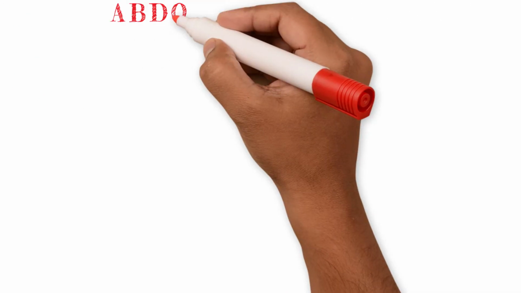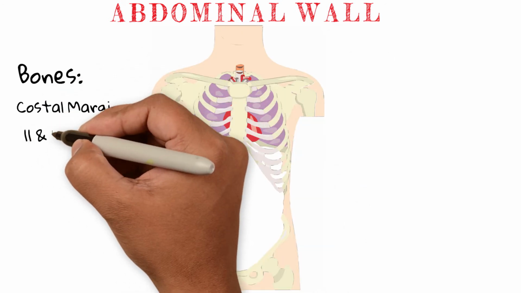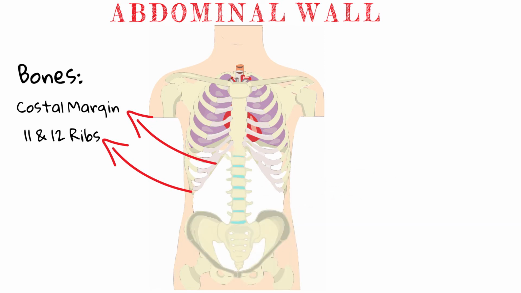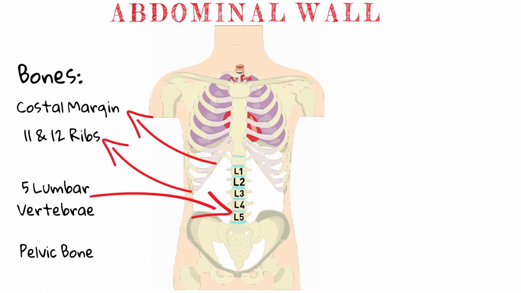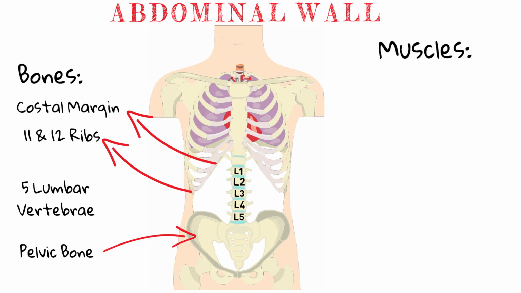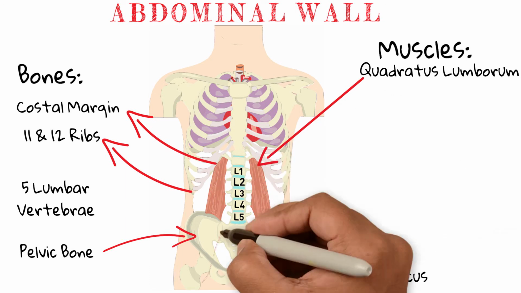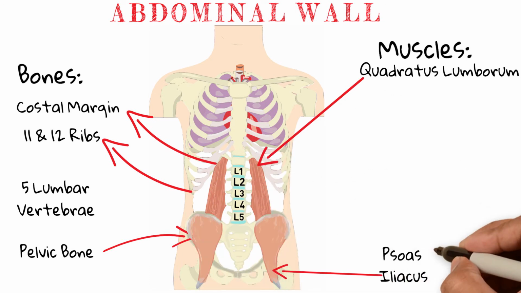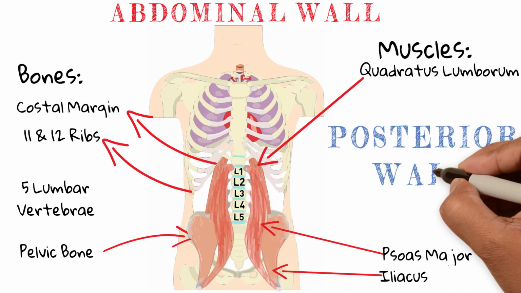Talking a little bit more of the abdominal wall, the bones that form it are the costal margin and the 11th and 12th ribs, which form the upper part of the cylinder. The lumbar vertebrae and the coxal bone, also known as the pelvis bone, form the inferior part of the cylinder. The muscles form a huge part of the abdominal wall, and they surround it, forming the cylinder. In the posterior part, we have the quadratus lumborum muscle, the iliacus muscle, and the psoas major muscle. All of them form what we call the posterior abdominal wall.